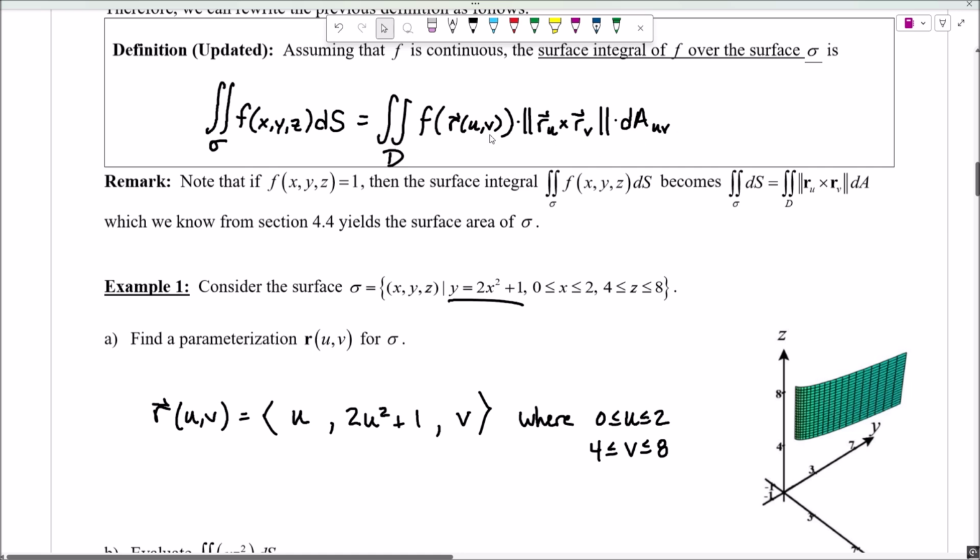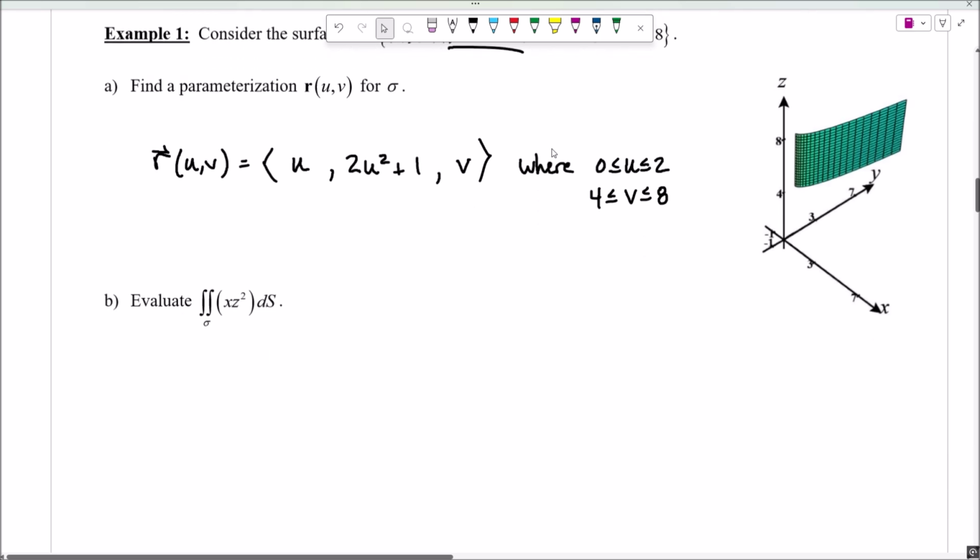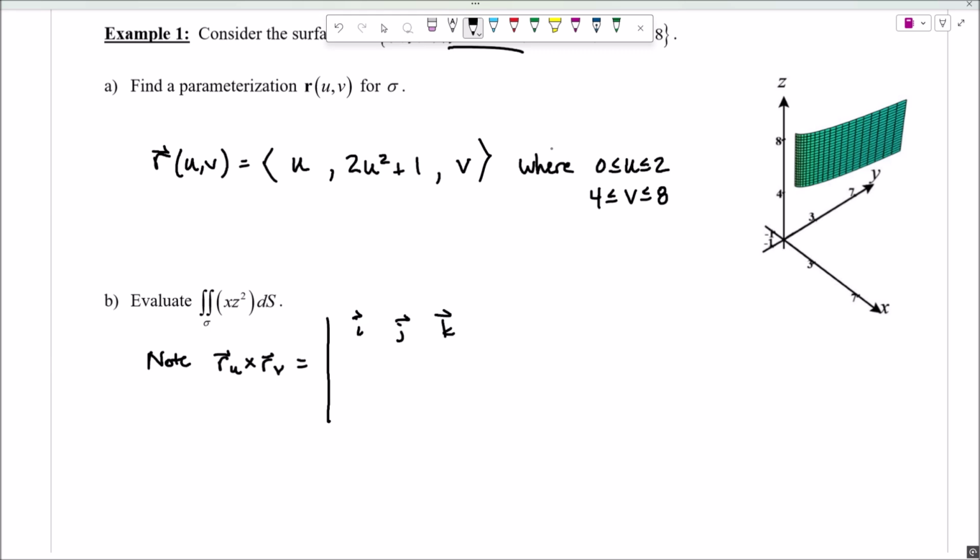What I'm going to need is a parameterization, which I already have, so that way I can update my function f. But I'm also going to need this cross product of the partials of r being normed. So let's actually go ahead and start there. So I'm going to go ahead here and quickly start by saying that I can note that r_u cross r_v should be equal to, and I'm going to get ready here to set up my cross product.